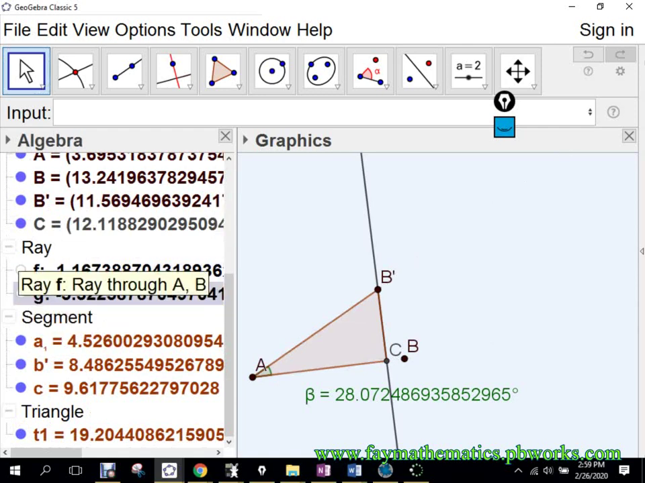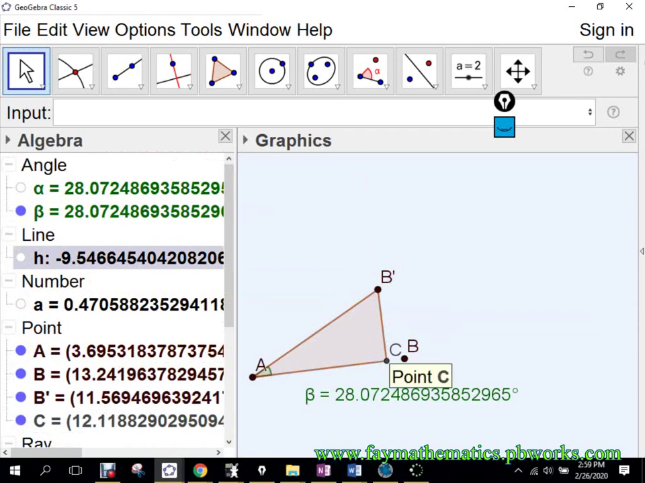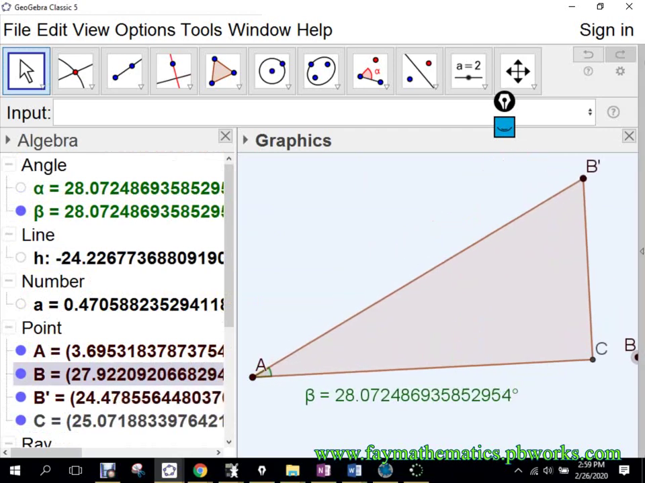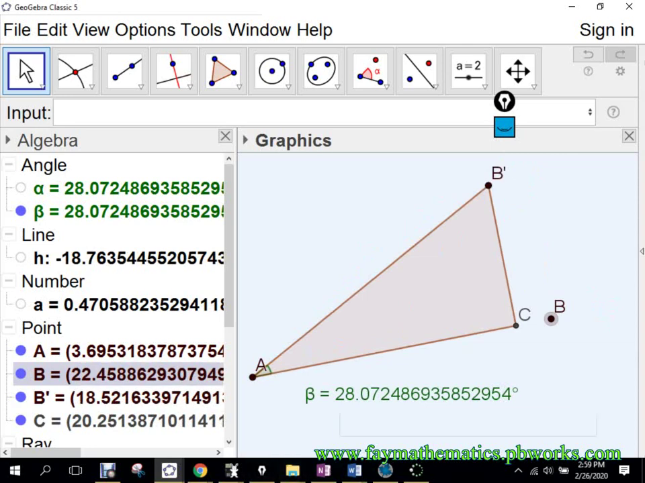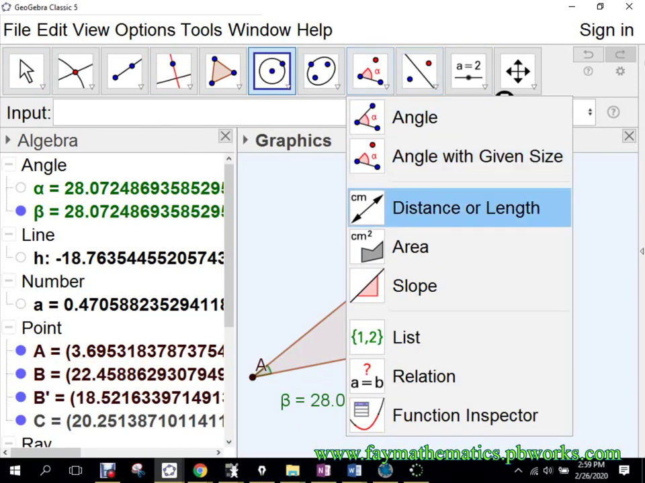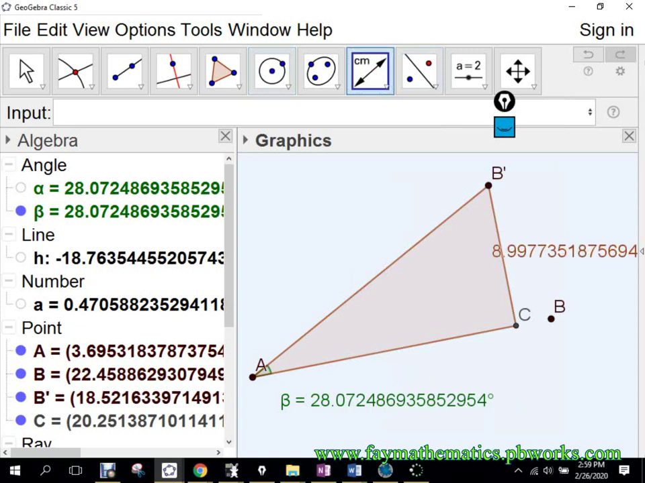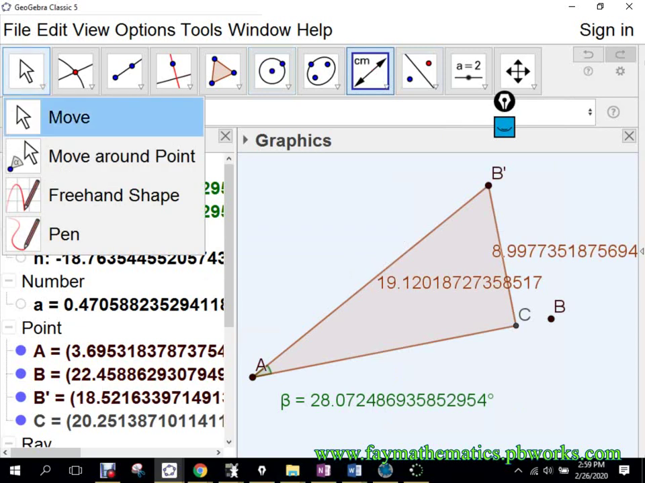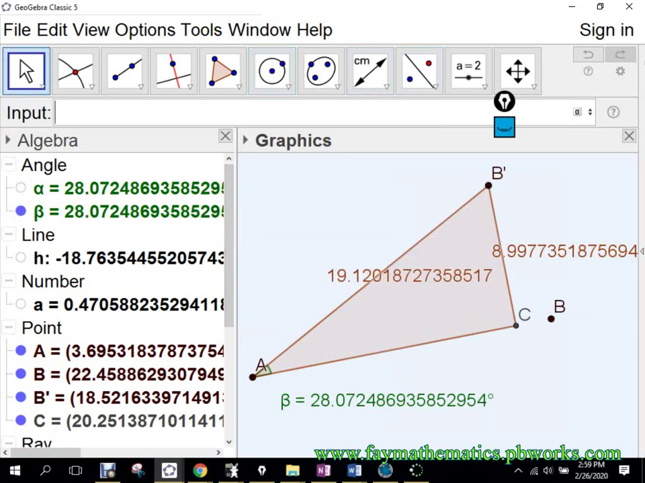So I've got this right triangle. I don't really care how big it is, but it does have that angle. If I take the opposite side, which is that distance right there, and divide it by that distance right there, let's see what that gives us. So B prime to C, divide that by B prime to A. That numerator is the opposite side of this angle. That is the hypotenuse. Hit enter.